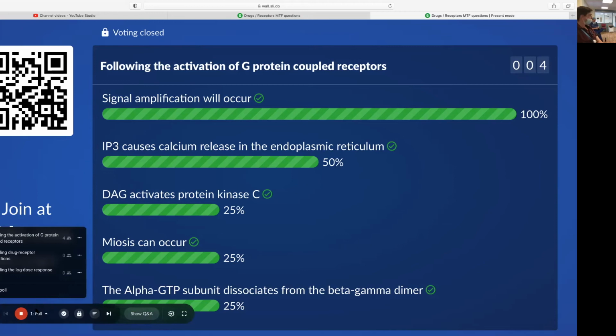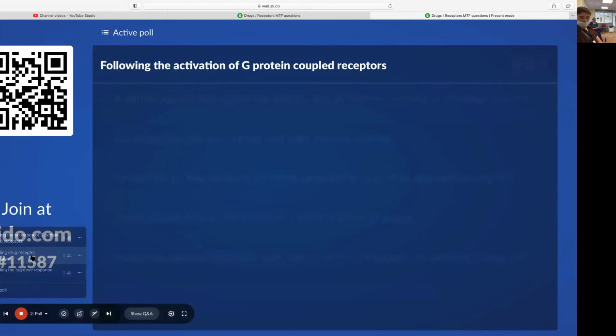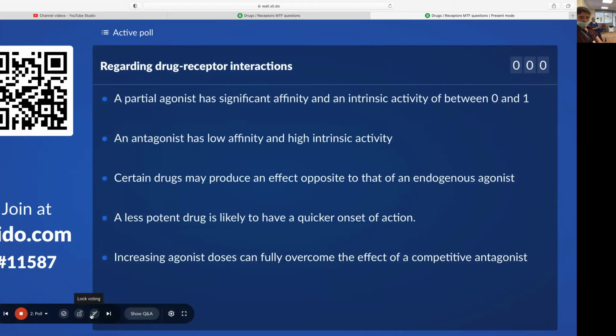Happy to move on? Yes. Regarding drug receptor interactions, we're meant to take everything that's true. It's a multiple true/false, sorry, that's lack of clarity.